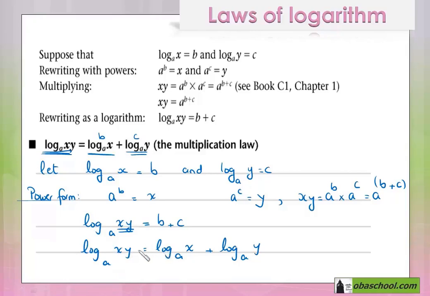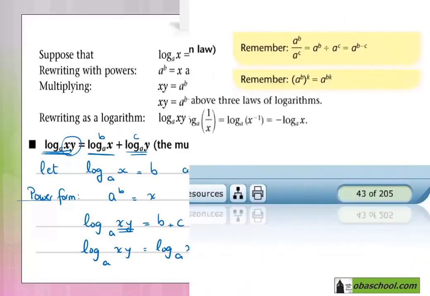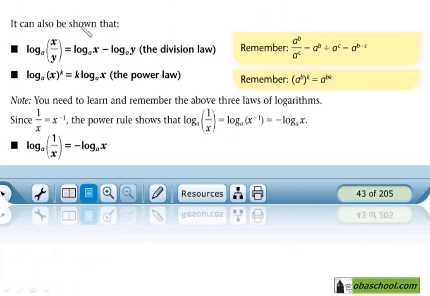And so this is basically breaking down the first rule and proving that log xy to the base a is equal to log x to the base a plus log y to the base a. All what we have done is that we have replaced it with b and c, proved it through the power form, and then we got the rule done.